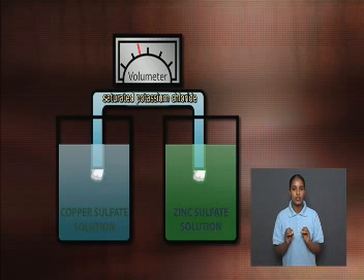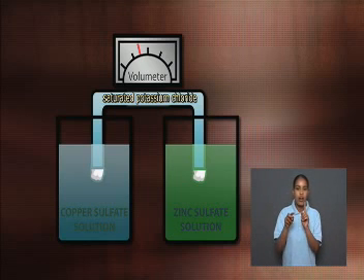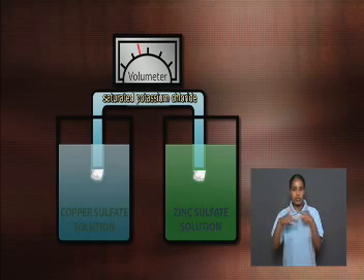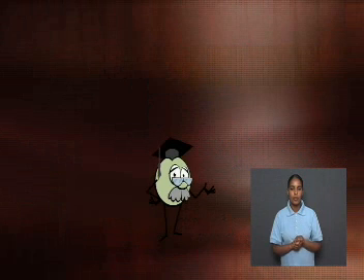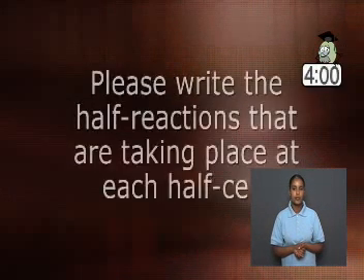Students, let us do another activity using this redox reaction. Please write the half reactions that are taking place at each half cell. Remember, students, oxidation takes place at the anode and reduction takes place at the cathode. Students, let's get ready. Begin.